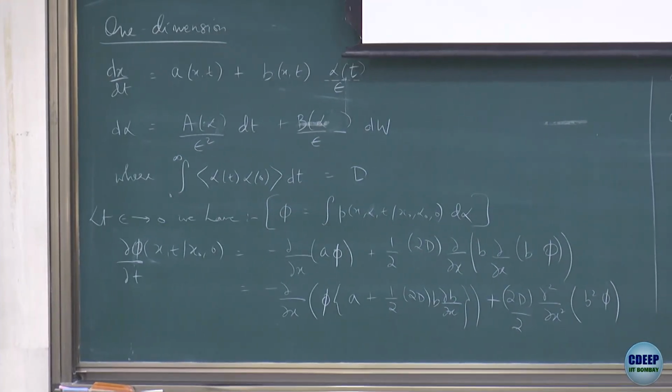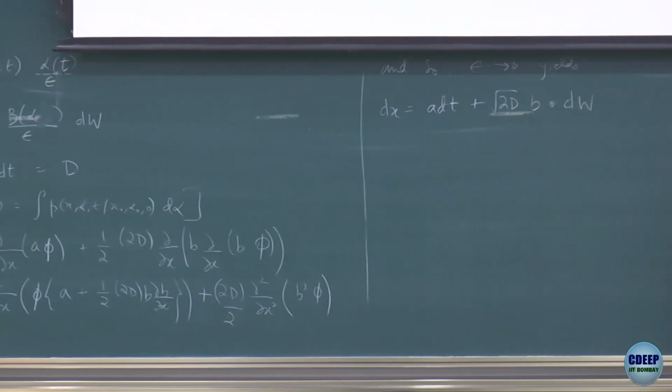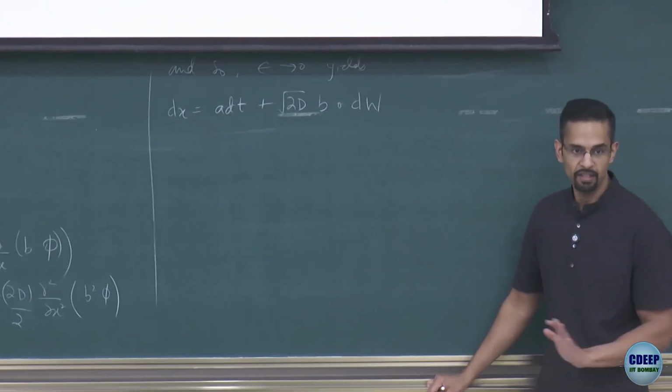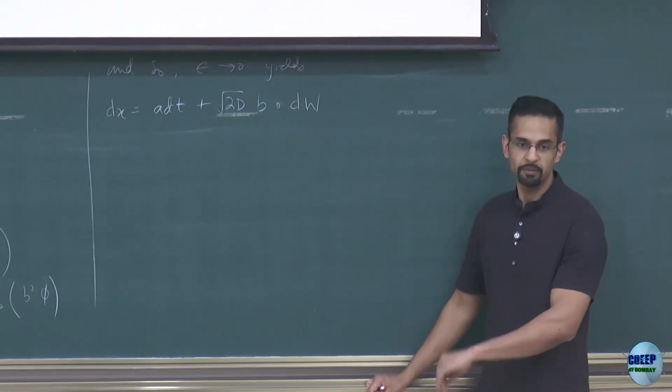Okay, with the same coefficient B, but now it's also multiplied by root 2D, where D is this autocorrelation. Okay, so that was what we proved in 1D. So in one dimension, when you take the white noise limit, you get Stratonovich.